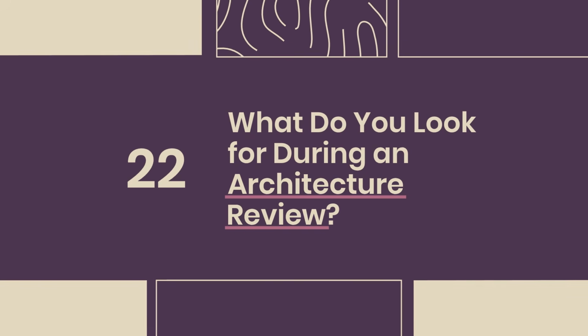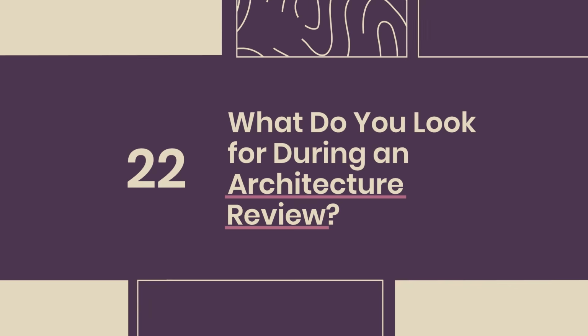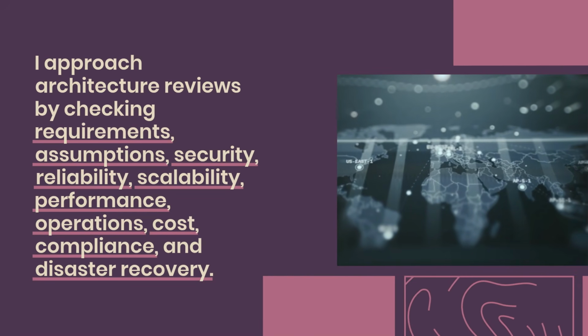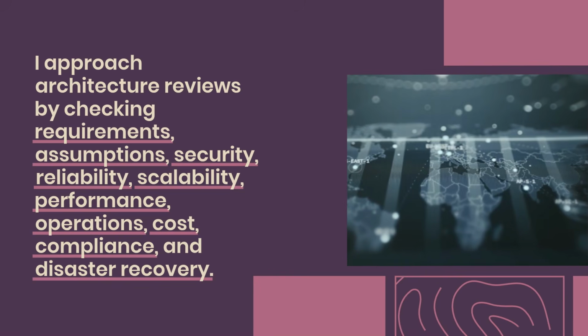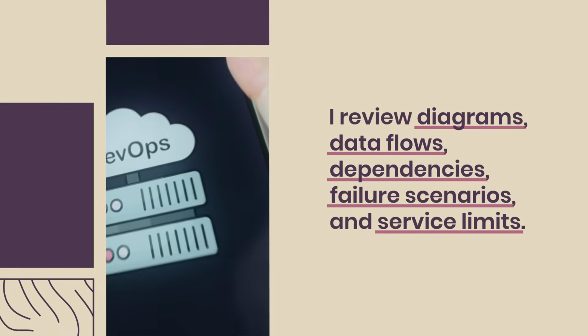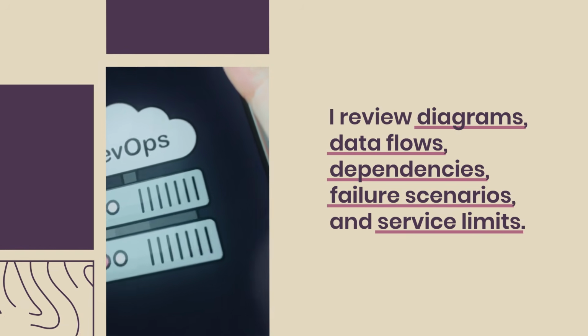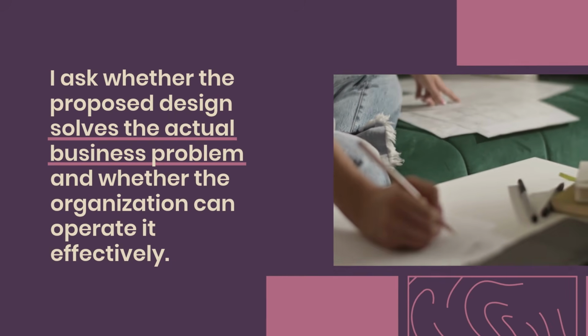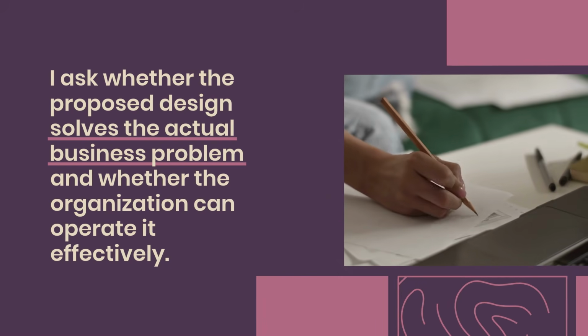What do you look for during an architecture review? I approach architecture reviews by checking requirements, assumptions, security, reliability, scalability, performance, operations, cost, compliance, and disaster recovery. I review diagrams, data flows, dependencies, failure scenarios, and service limits. I ask whether the proposed design solves the actual business problem and whether the organization can operate it effectively.